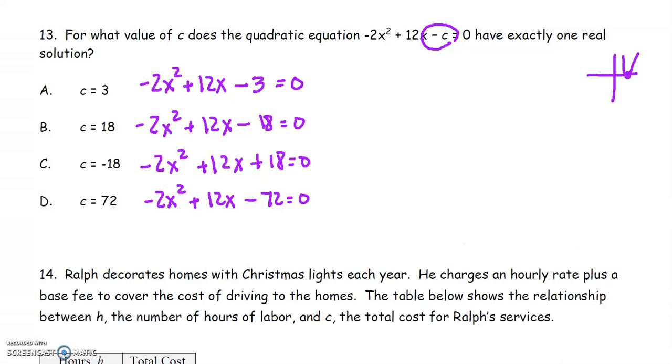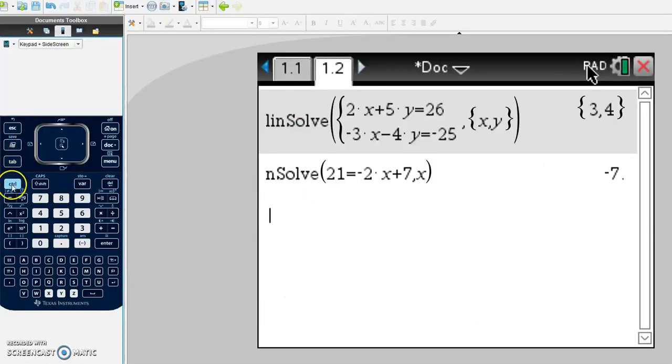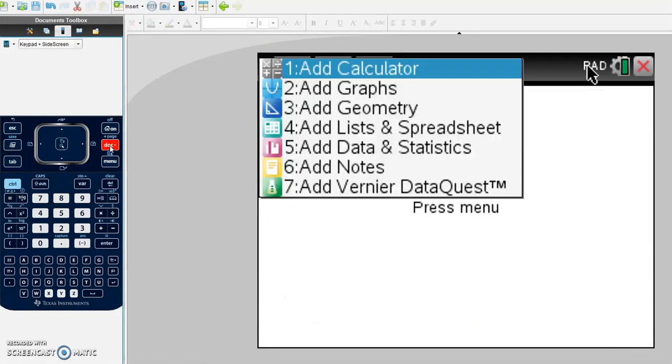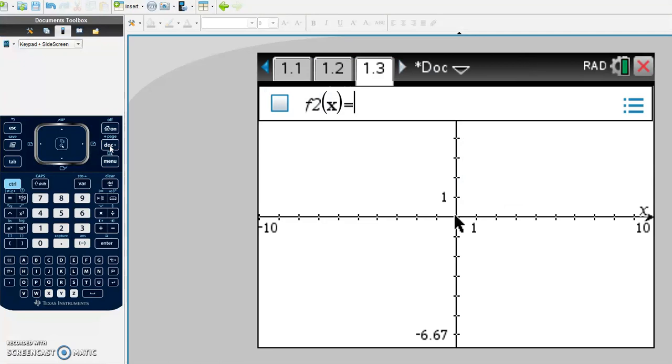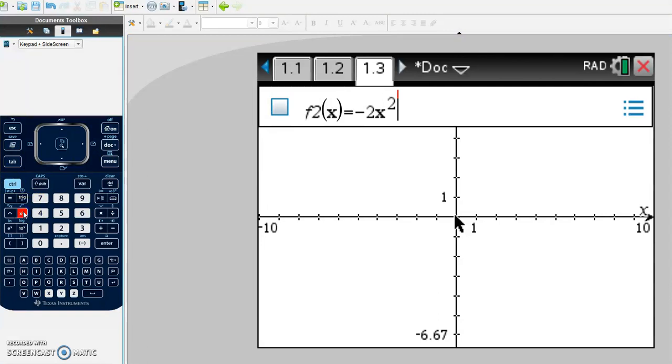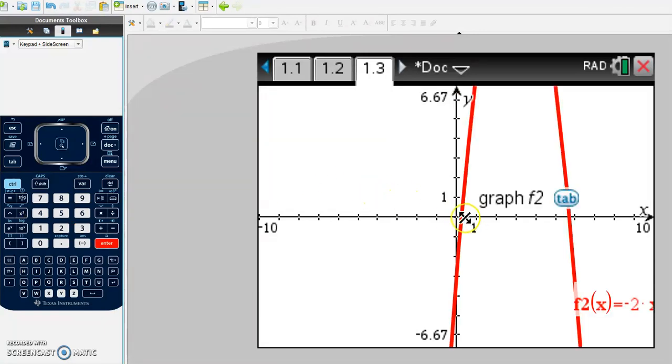So I'm going to go over to the calculator and let's see what we can figure out, okay? All right, because I'm graphing, I'm going to add a new page, so Control Doc, and I want to add a graph. That's number 2. So the first equation was negative 2x squared plus 12x and then minus 3. Remember, we don't have to put the equals 0. It needs to be set equal to 0, but we don't have to put the equals 0. And then I hit enter. Well, you can see right here that it touches the x-axis more than one time, right? So that one, that was A, that's not it.